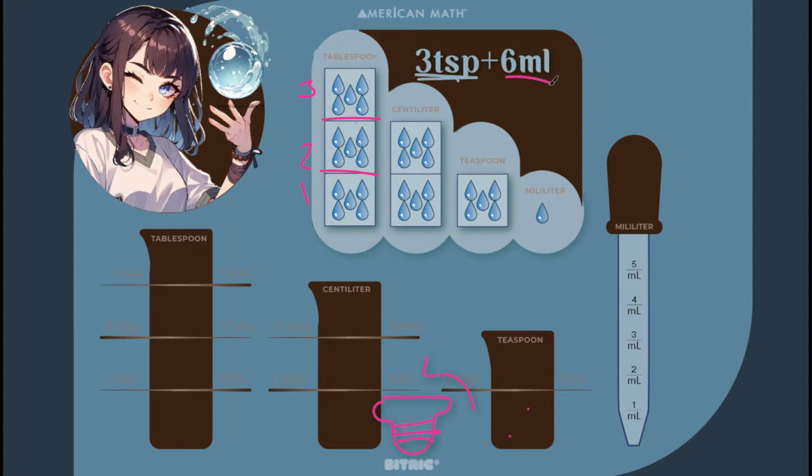Now, from our milliliter dropper, we know that 5 is a teaspoon, and we have 6. So we know that's one more than a teaspoon. So we know that we slap a teaspoon in there. Boom. Oh, wait, but I forgot a step.